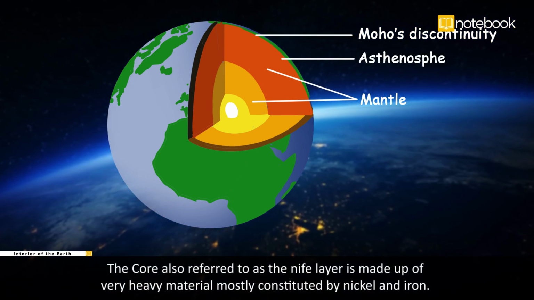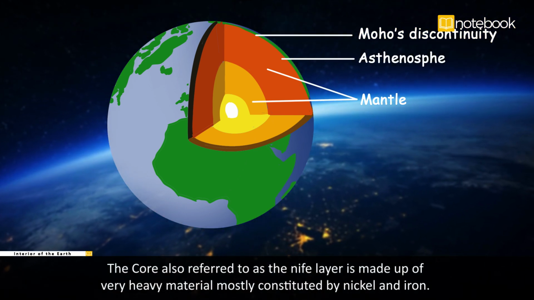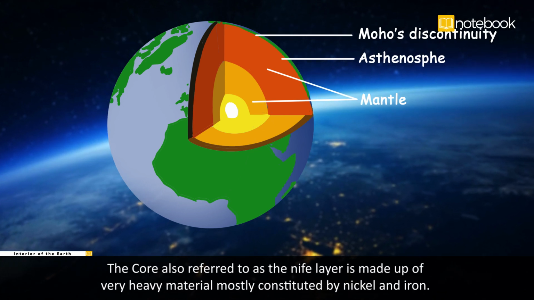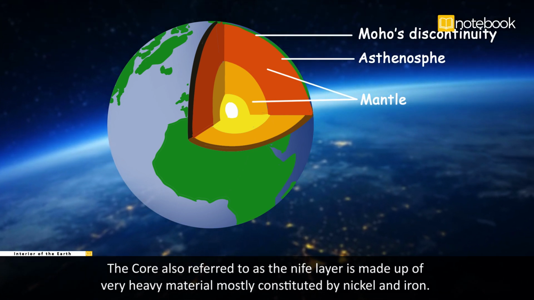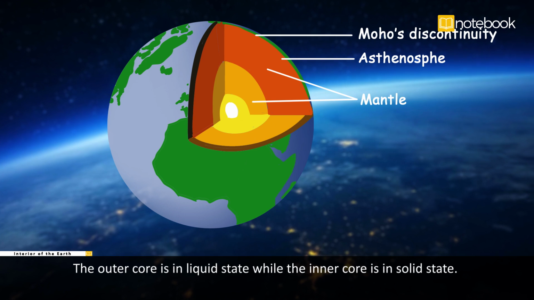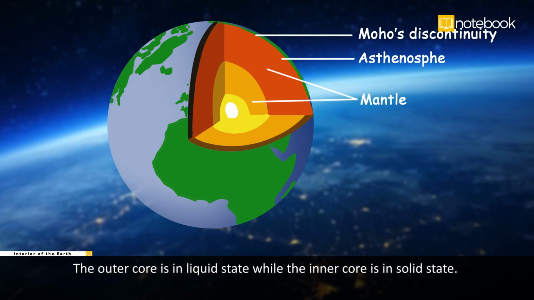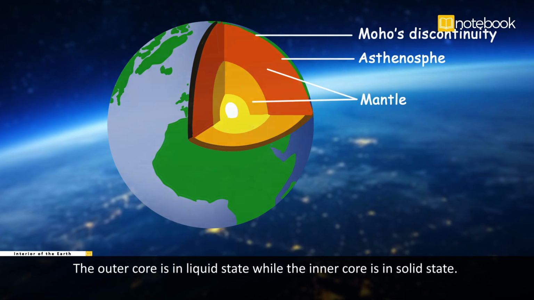The core, also referred to as the knife layer, is made up of very heavy material, mostly constituted by nickel and iron. The outer core is in the liquid state, while the inner core is in the solid state.